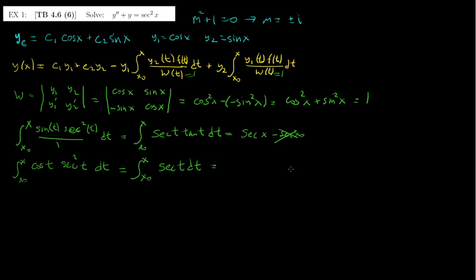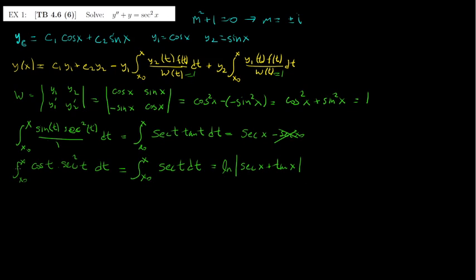So now we have to integrate secant. Yep, remember that one? Yeah, now I'm trying to remember it myself. I think it's natural log absolute value of secant plus tangent, right, plus c. Well, we're treating this as an indefinite integral, right? We're going to ignore the x0 part for the same reason.